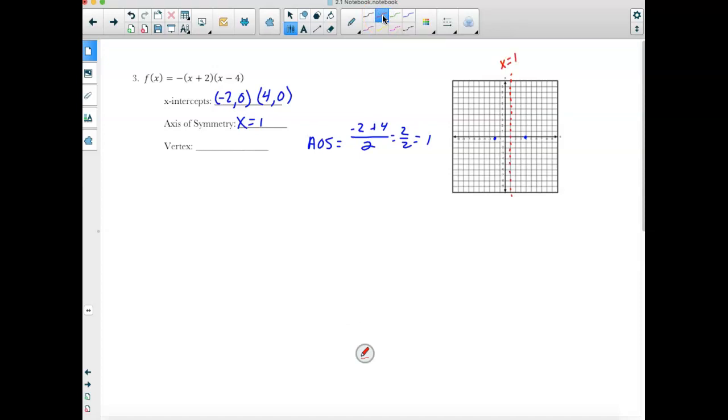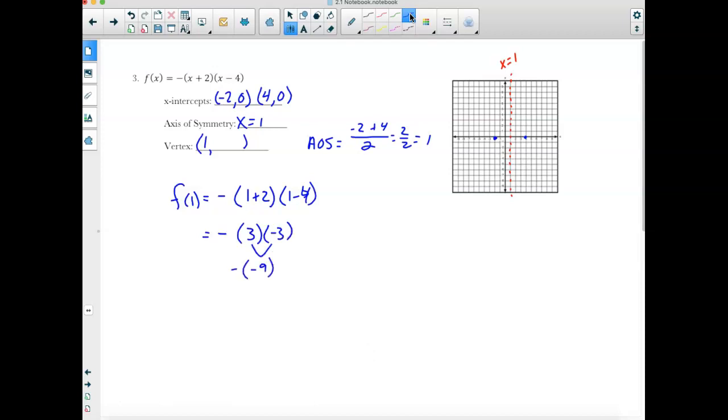Let's see if I drew it right there at x equals 1. Yep, each dot is 3 units away. I kind of missed this one a little bit, but that's okay. So after I find my axis of symmetry, I find my vertex. That's the x value of my vertex. So I find f of 1. Well, that's the opposite of 1 plus 2, 1 minus 4. 1 plus 2 is 3, negative 3, that's negative 9, so I say 1, negative 9, which is right up here, and I connect them as best as I can, and then from there, we're almost done.